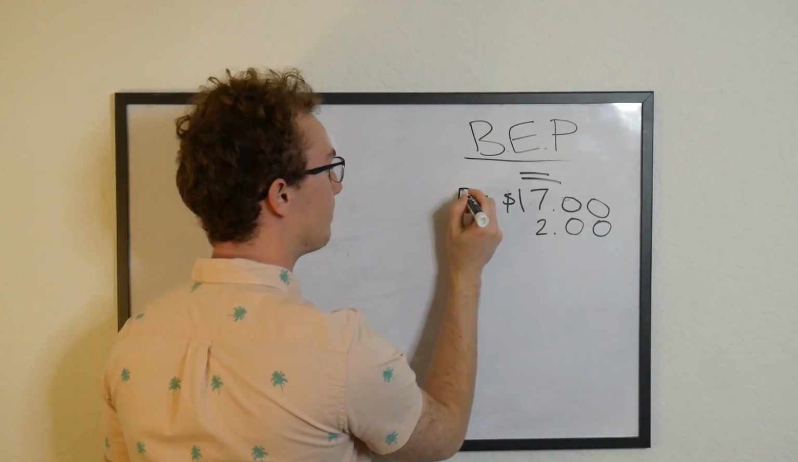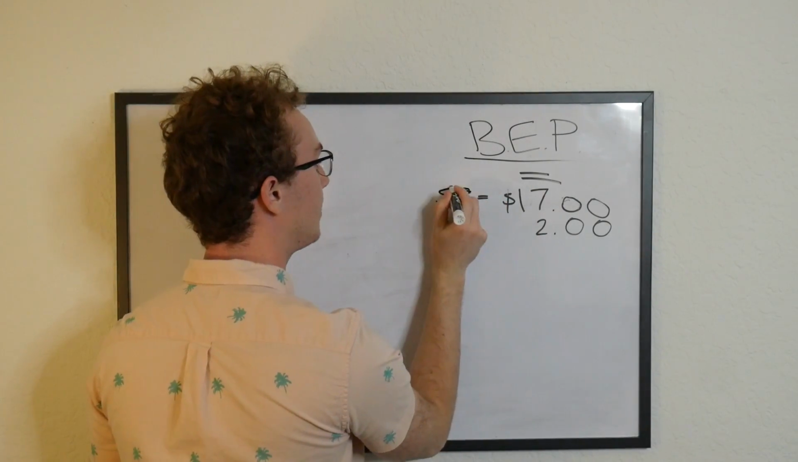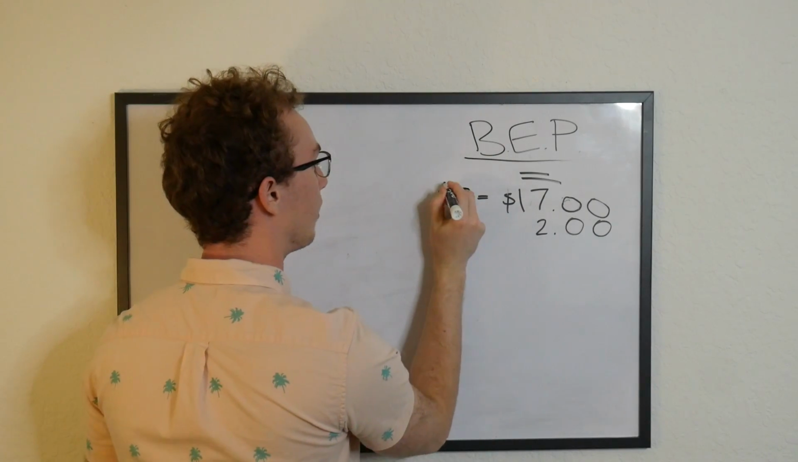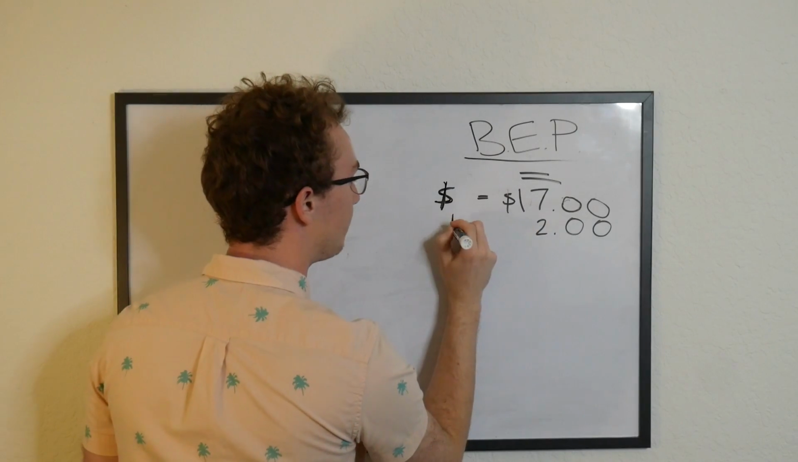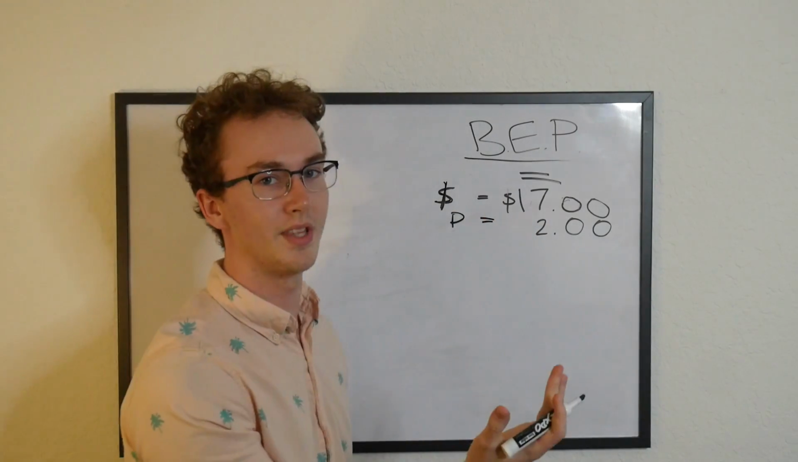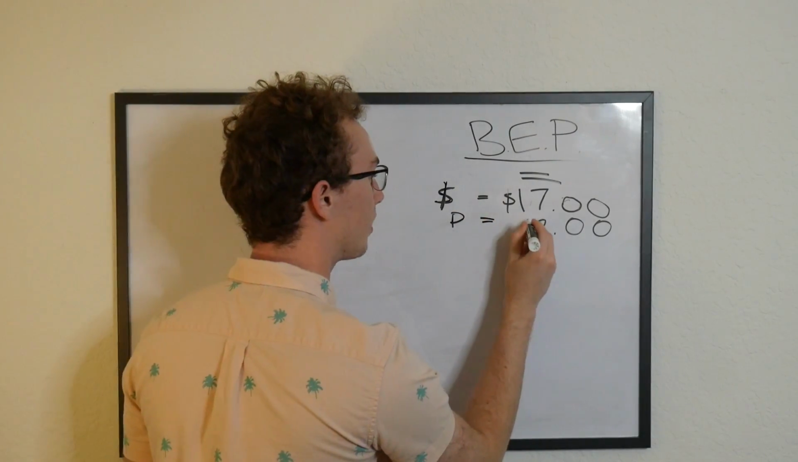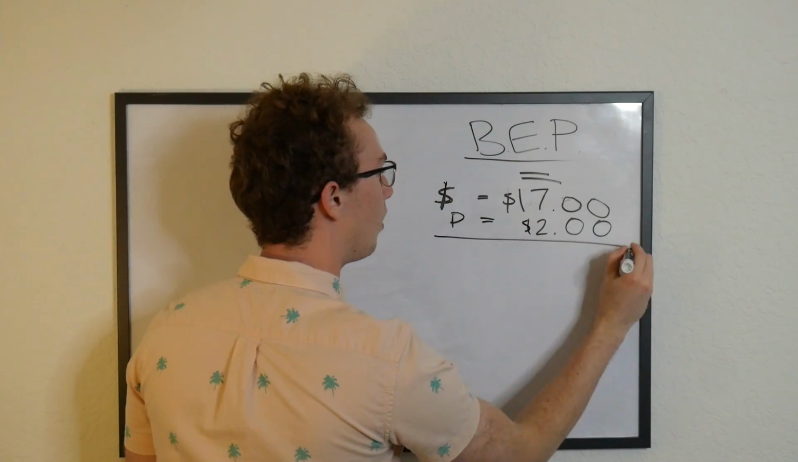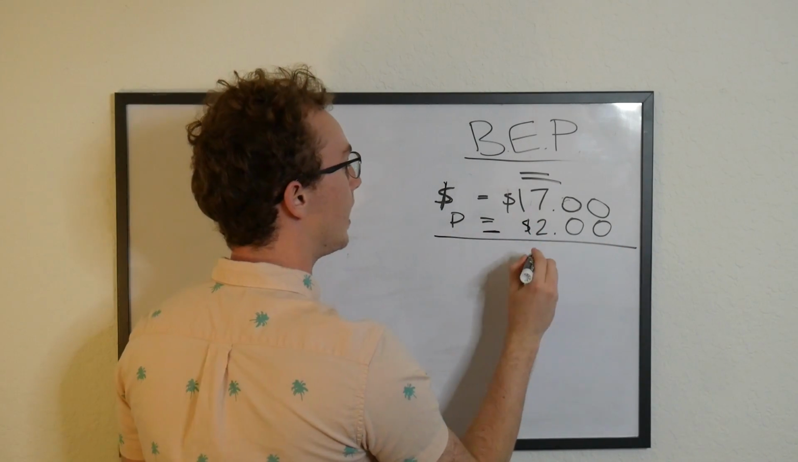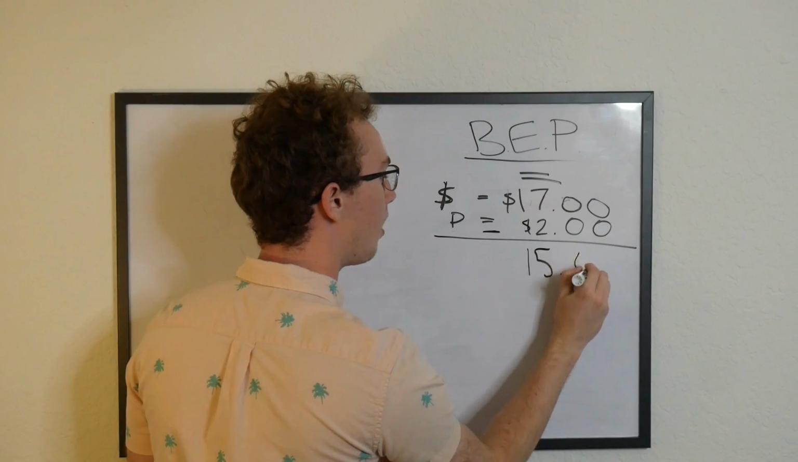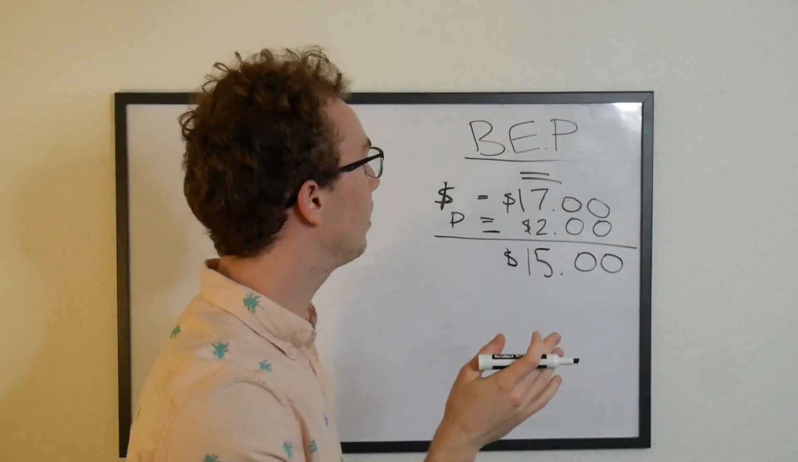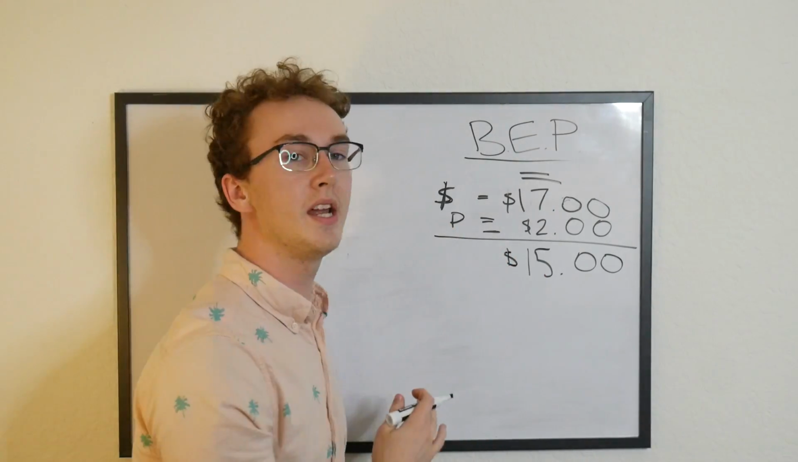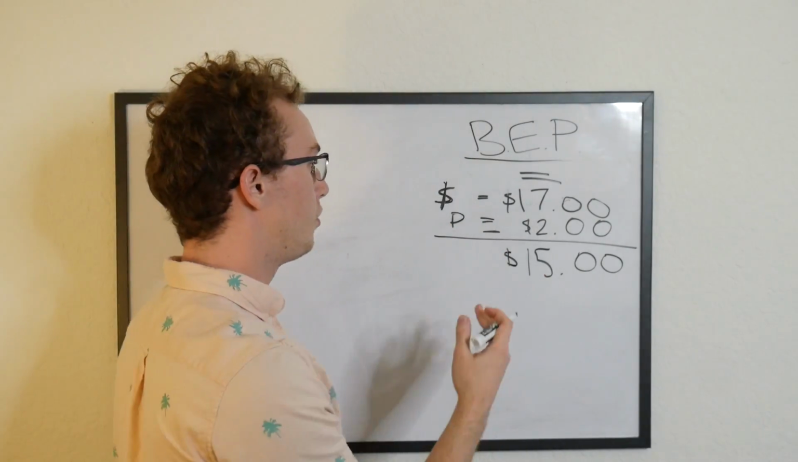So let me put this as an S. This is like your Shopify money. And then you also have your P for product cost. Let's just use that as an easier example. So your product cost is $2. Then all you have to do here is subtract it, and you get a total of $15 for this product. That's after everything happens. That's your break-even point on your product.